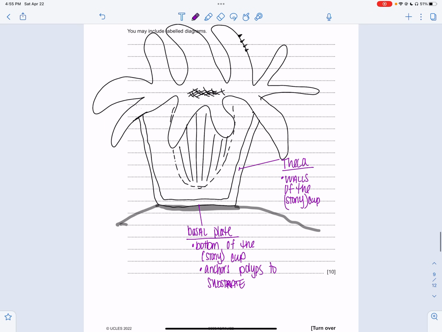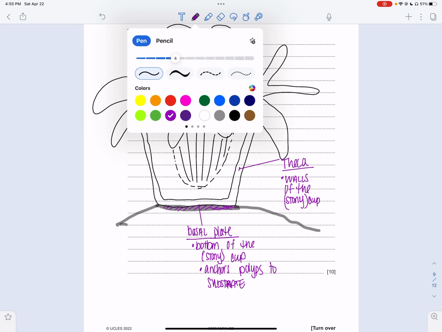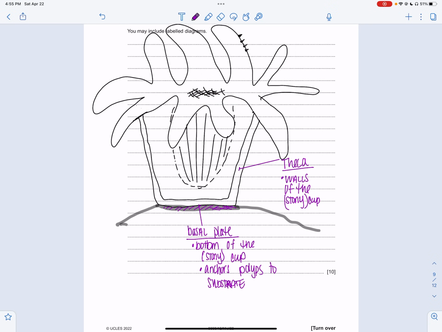And then the entirety of the bottom of the cup right here is going to connect to the hard substrate. And then the walls of it, this whole thing, is called the calyx. And this is the stony cup that they sit in. The calyx is the stony cup essentially.